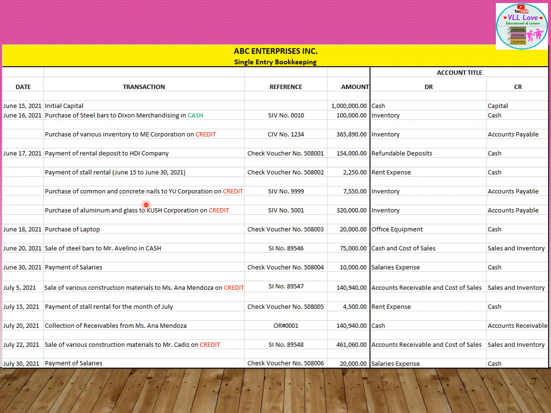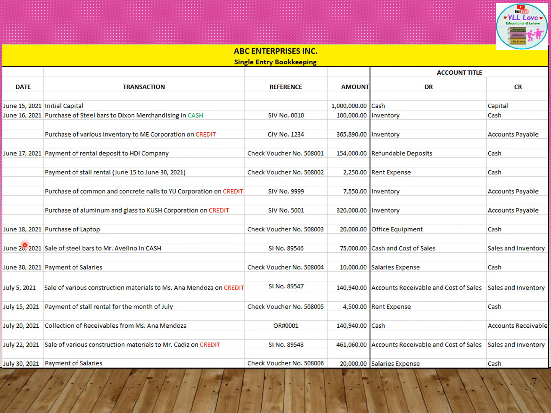Purchase of common and concrete nails from U Corporation on credit in the amount of 7,550. The affected accounts are inventory and accounts payable. Next, purchase of aluminum and glass from Kush Corporation on credit in the amount of 320,000. So the account titles are inventory and accounts payable.